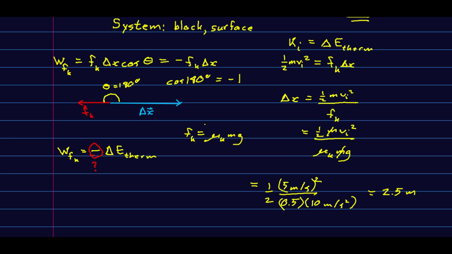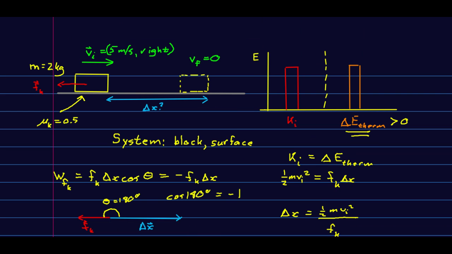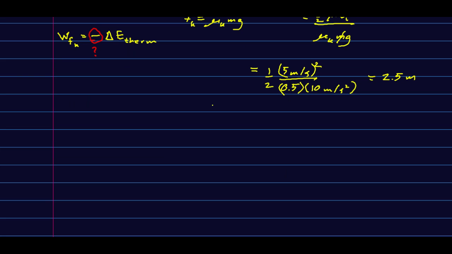Let's just look at what would have happened if we hadn't included the surface in the system. So let's go back and think about this again. So this time I'm going to define my system as nothing but the block. And that means the only kind of energy I can have in my system is kinetic energy, because none of the things that are exerting forces are in my system.